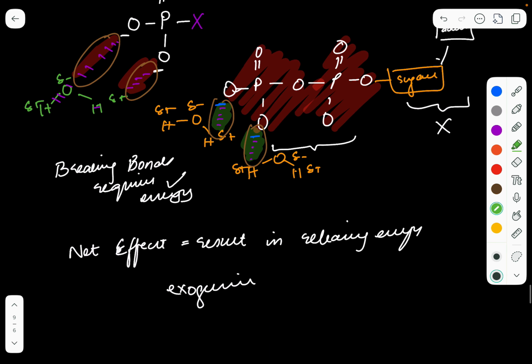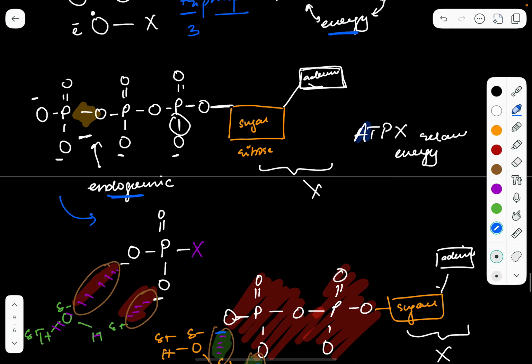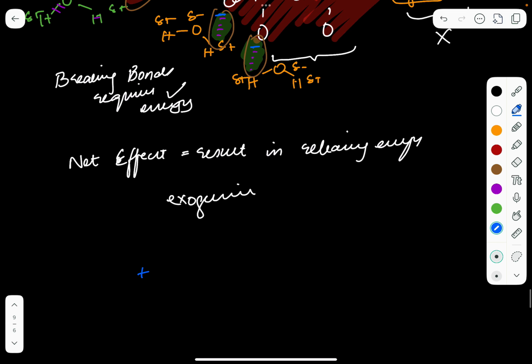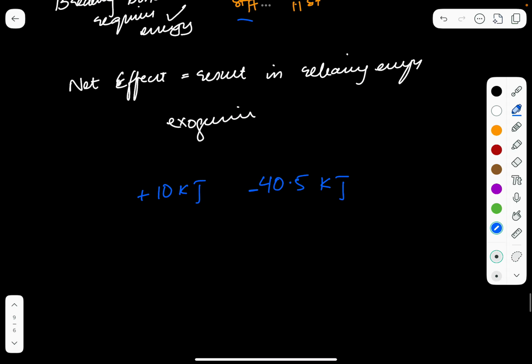Correct? So the net effect, let's say I used 10 kilojoules of energy to break the bond, right? It's just hypothetical, it's not real. But in reality, let's say I used 10 kilojoules to break the bond, and I ended up getting 40.5 kilojoules of energy while I made these bonds, then the net energy is negative 30.5 kilojoules.